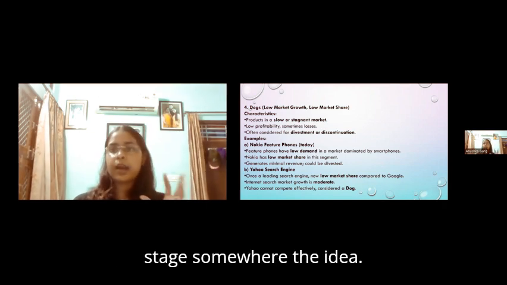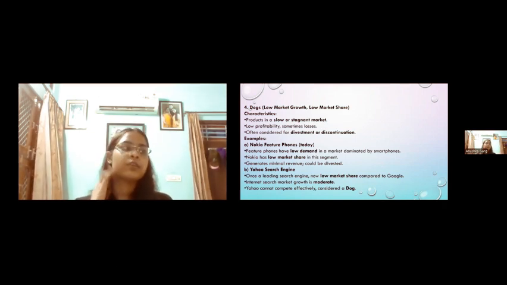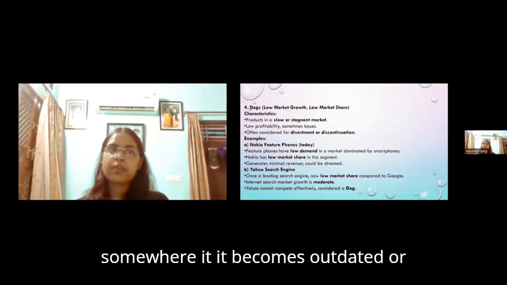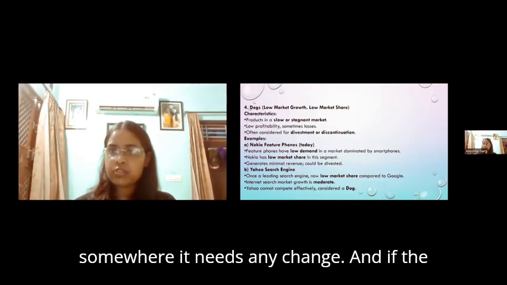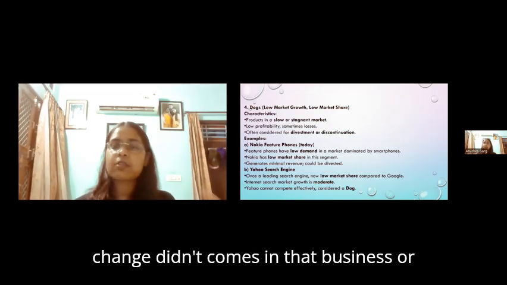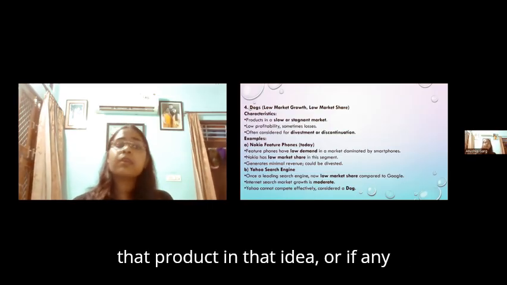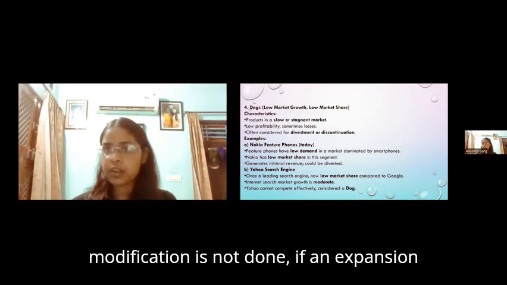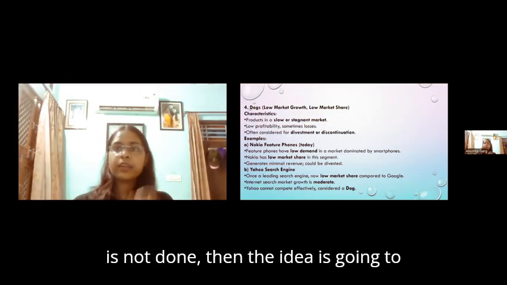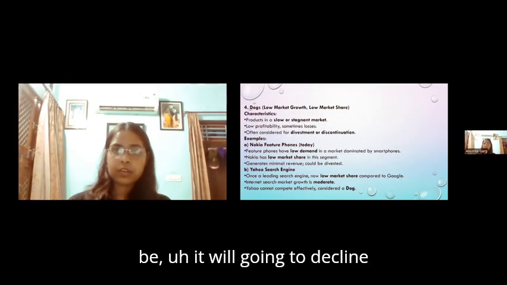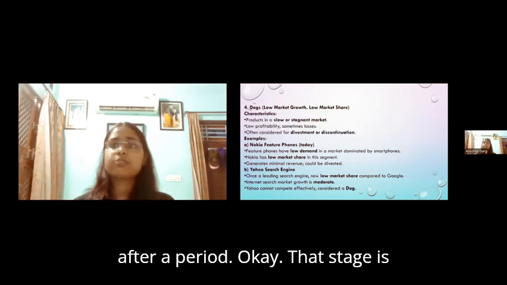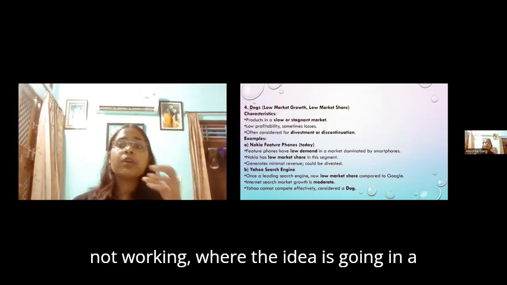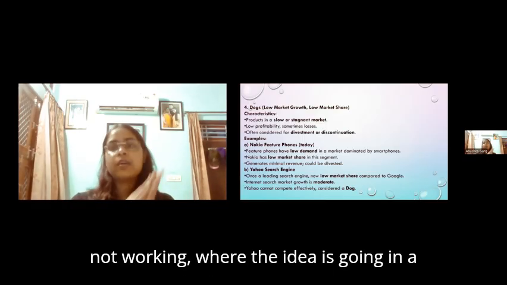In this stage, the revenue is still earned by the business, but it becomes outdated, or it needs some change. And if the change doesn't come in that business or product, or if no modification or expansion is done, then the idea is going to decline after a period. That stage is called the dog stage, where the idea is not working, where the idea is going in a downtrend.